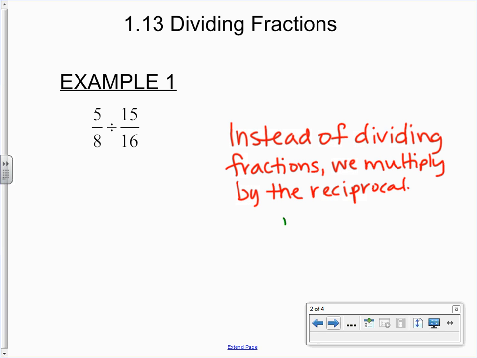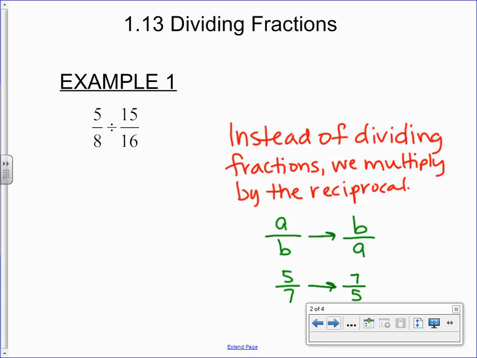When you have a fraction, the reciprocal means you flip the numerator and denominator. So the reciprocal of a over b would be b over a. The reciprocal of 5 over 7 would be 7 over 5. Okay? So if we look at this example, we have 5/8 divided by 15/16.